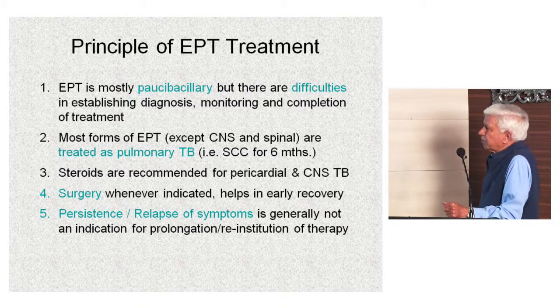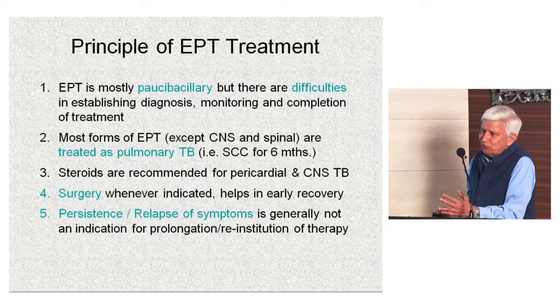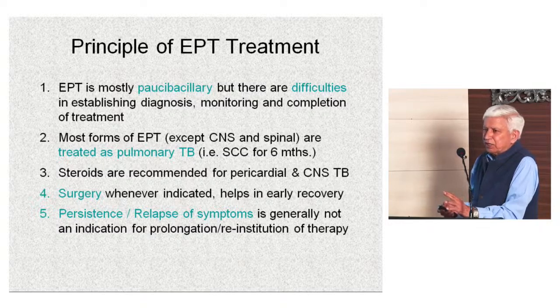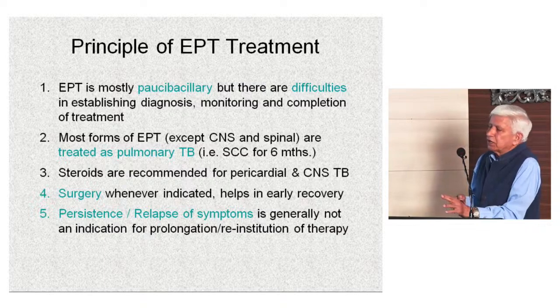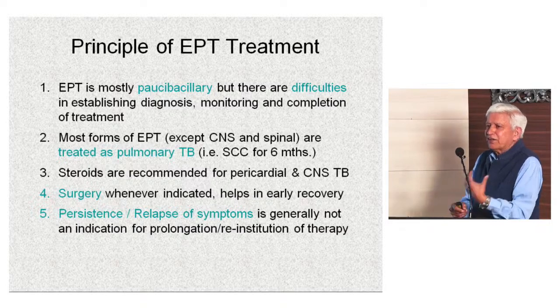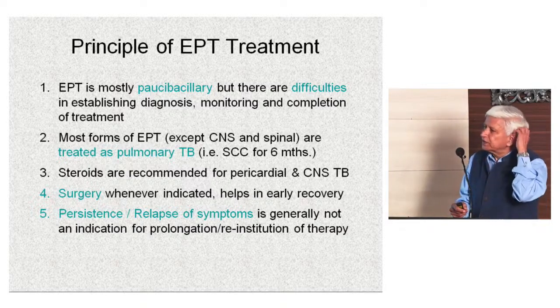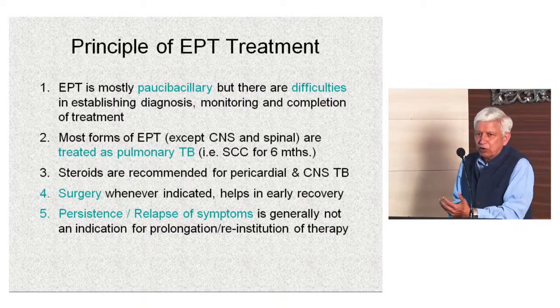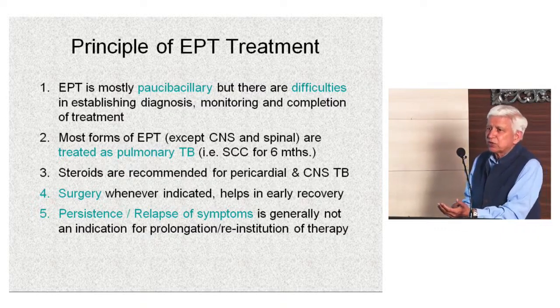The difficulties are there in establishing diagnosis, monitoring, and completion, you see. But otherwise, they're paucibacillary. So there is no idea of continuing or giving longer chemotherapies. There is hardly any form of tuberculosis which carries a higher bacillary load than pulmonary tuberculosis. A cavity in the lung is likely to contain several billions of organisms, but it is not so in case of spinal tuberculosis, in case of hepatic or cardiac or other forms.